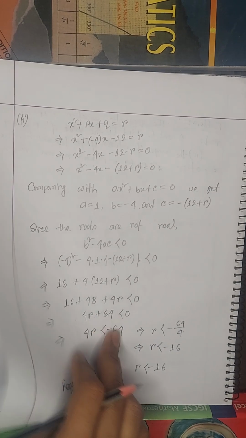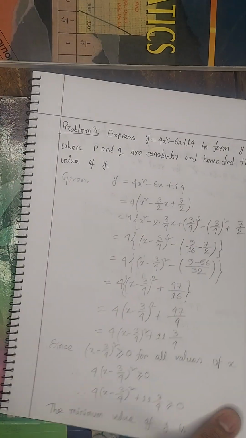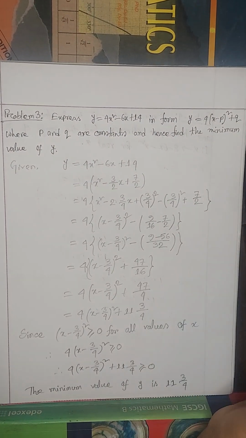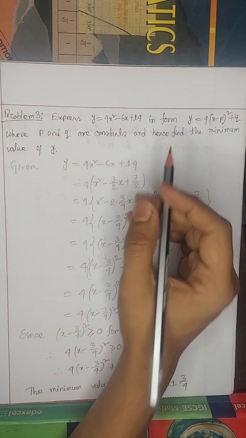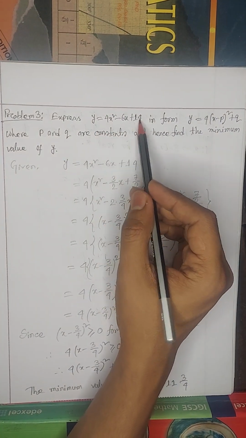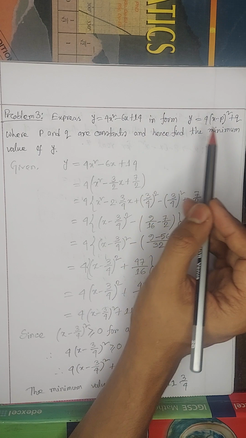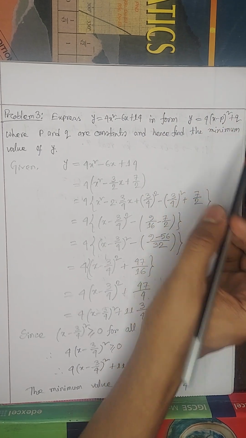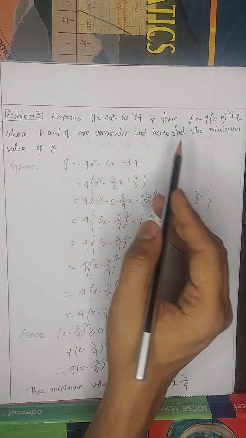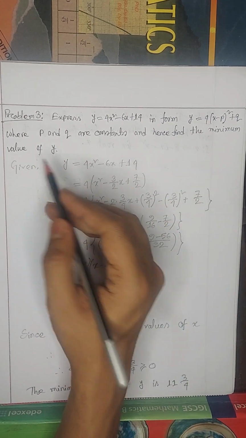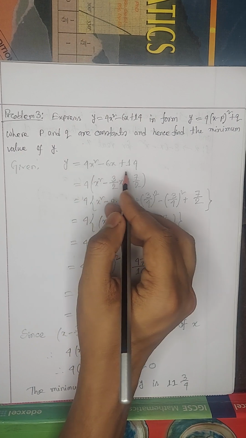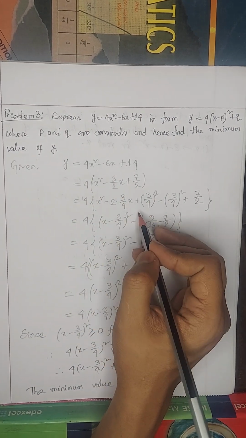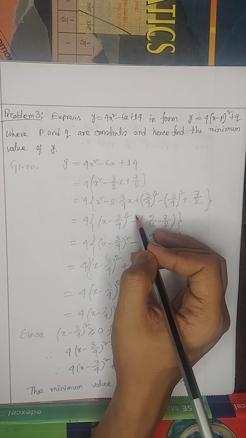Now we are going for another problem, problem 3. Here in problem 3, we have to express this quadratic equation in the form y is equal to 4 times x minus p whole square plus q, where p and q are constants, and we have to find the minimum value of y. We are given the value of y as this equation. First we have to transform it this way.